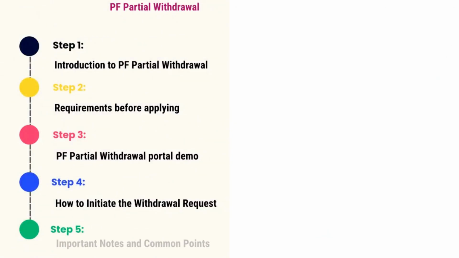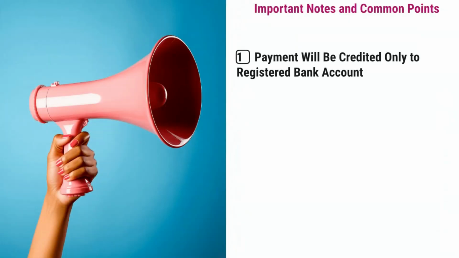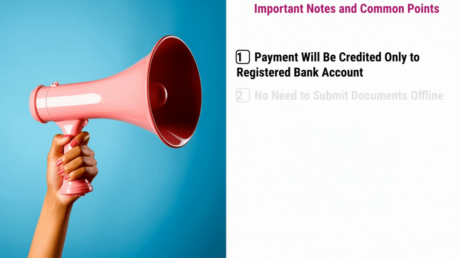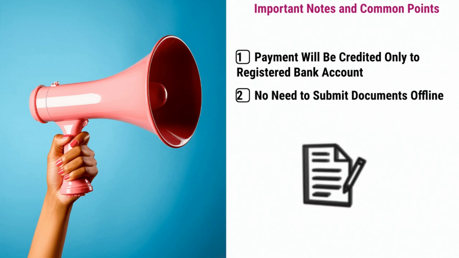Step 5. Important notes and common points. The payment will be credited only to the registered bank account. The withdrawal amount will be credited only to the bank account linked and verified in your UAN. You cannot request the payment to any other bank account. No need to submit documents offline. Once you submit the claim form, there is no need to submit any physical documents to the employer or EPFO office.